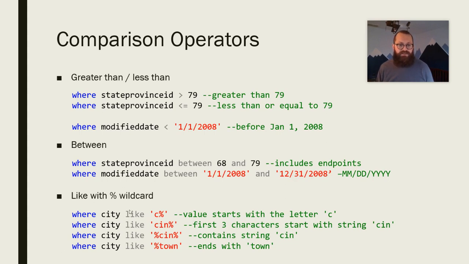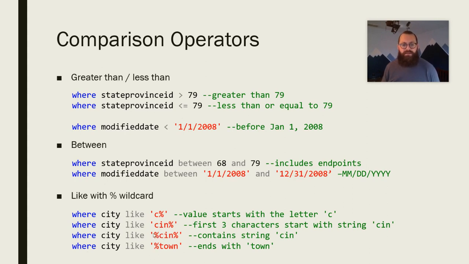So, for example, where city like C percent symbol will basically return all records where the value for the field city starts with the letter C. And then if we were to expand that to CIN percent symbol, this is basically returning all the records where the first three characters are the string CIN. The third one will find CIN anywhere in the string, and that's different from the example above it, in that this is the first three characters, whereas this can be any three characters within the string.